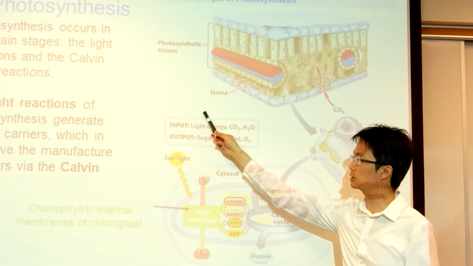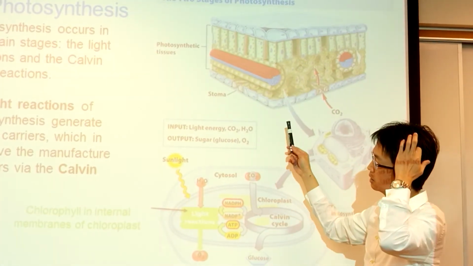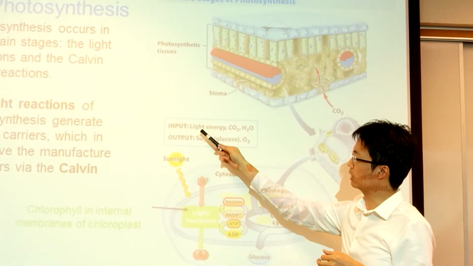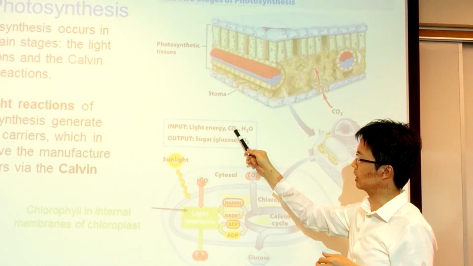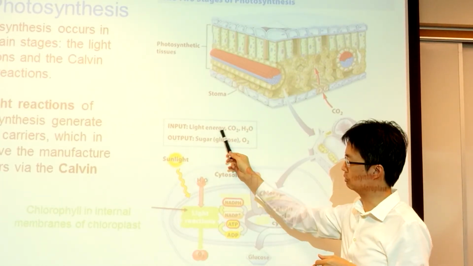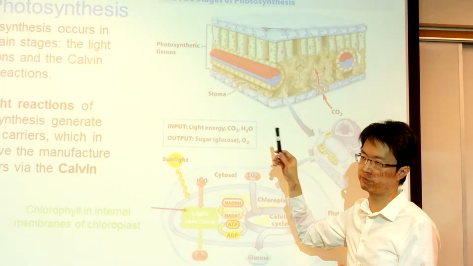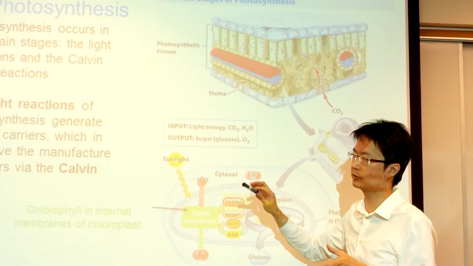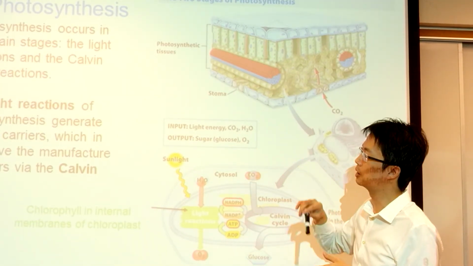I like this box here. It tells you that the input is the light energy, carbon dioxide, and water. The output is glucose and oxygen. Very simple. It reduces the entire photosynthesis into one box.